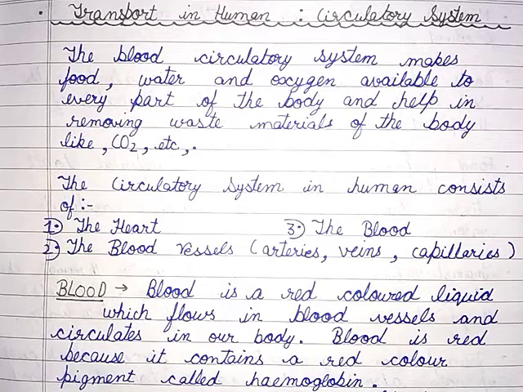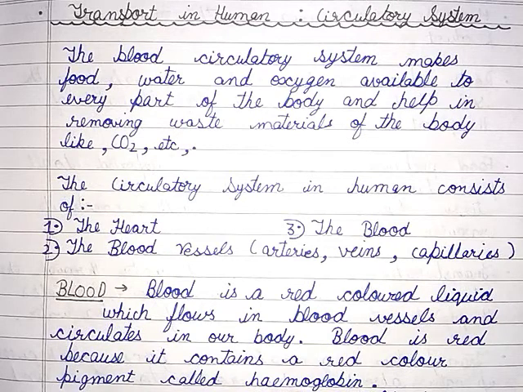Today we will learn the circulatory system. The blood circulatory system makes food, water and oxygen available to every part of the body and helps in removing waste materials of the body like CO2, etc. The circulatory system in humans consists of the heart and the blood vessels, like arteries, veins and capillaries.